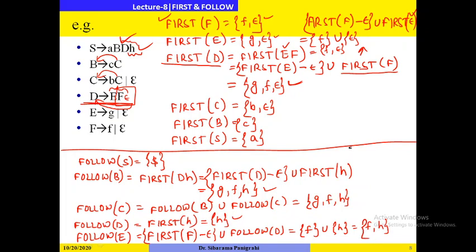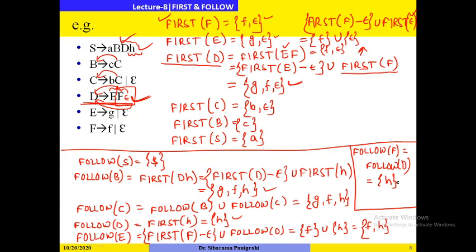Okay, right? Now let me compute the follow of F. Follow of F equal to, so where F is present on the right hand side in this production, right? So F appears at the end, so follow of F is nothing but follow of D. So which is equal to follow of D. So follow of D is nothing but H. So you will get H.